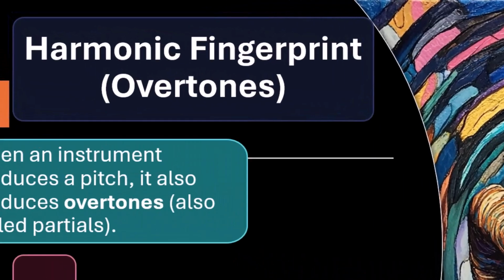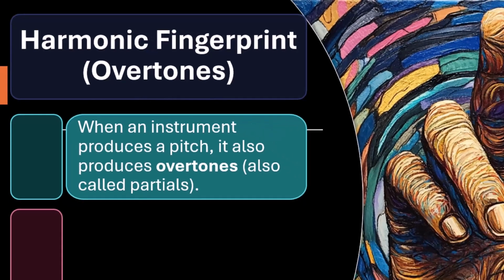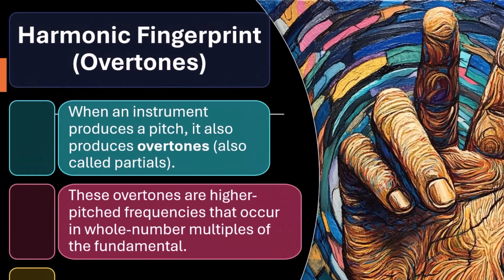Harmonic fingerprint. Here's the overtones. We talked about this in a prior presentation, so I don't want to go into it in too much detail here, but when an instrument produces a pitch, it also produces the overtones. We have the analogy of dropping a rock in the pond. The primary fundamental, the big wave, that's what happens in the air when we pluck the string. And then you have the overtones, the smaller waves that have some characteristics to them.